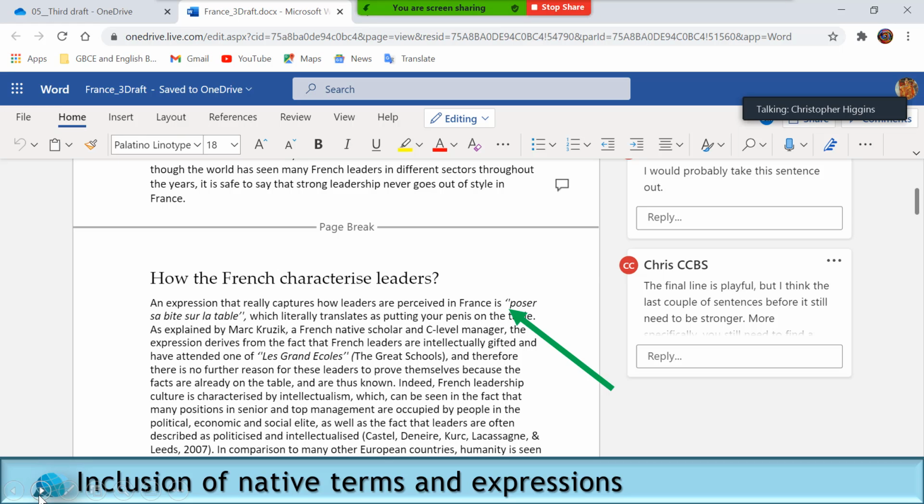So this is quite a naughty one. Anyone who's prudish, I apologize, but this is an expression that really captures how leaders are perceived in France. Again, I don't speak French, so I apologize. Poser ses couilles sur la table, which literally translates as putting your penis on the table. So again, it's a specific expression. It's written in French. It's translated in English.